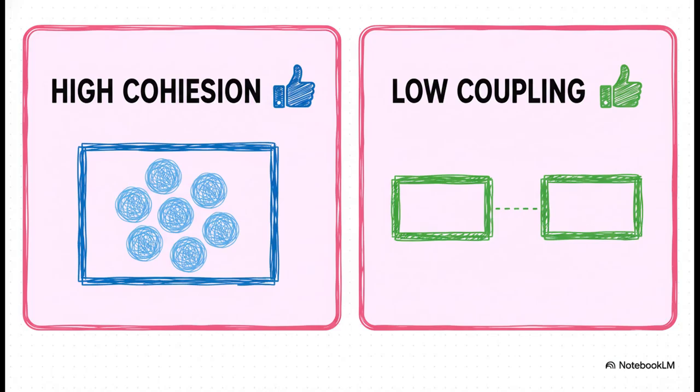High cohesion is a good thing. Think of it like a well-organized kitchen drawer where all the spoons are together. Each module of your code has a single, well-defined purpose. Low coupling is also a good thing. This means your modules are independent, like separate kitchen appliances. You can replace the toaster without breaking the microwave. If you change one part of the code, you don't want the whole system to come crashing down.